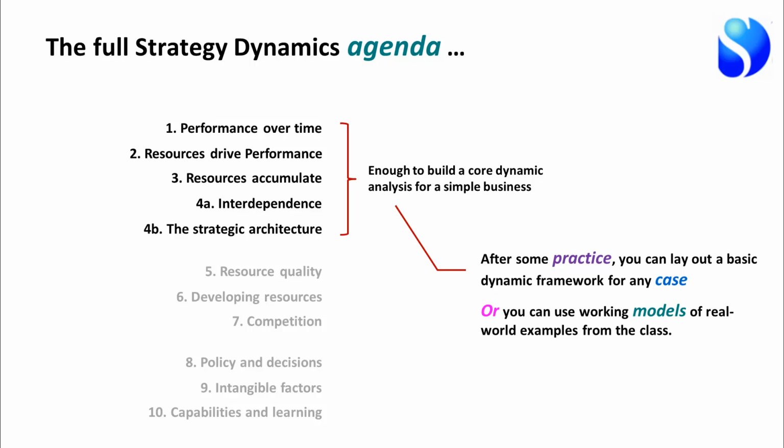Once again, you might prefer simply to use the working models of real-world examples that we've included in the class. So that's taken you through 3 or 4 of the fundamental basic steps that will get you and your students comfortable with this idea of how a strategy dynamics analysis of a business situation actually works, and how you can use it for looking out to the future to think about what kinds of decisions and actions a business might need to take to grow its future performance.